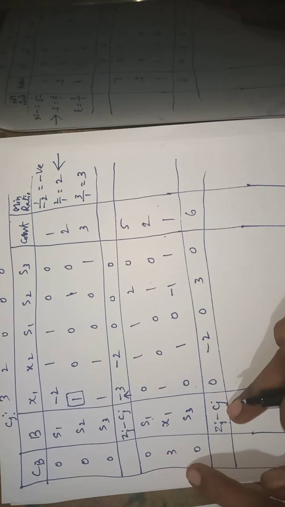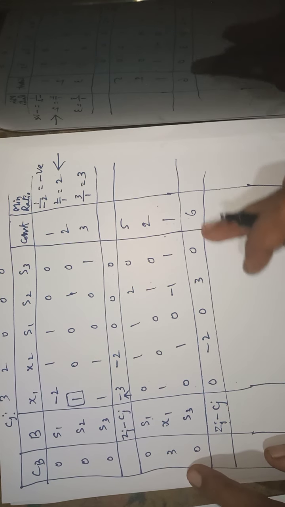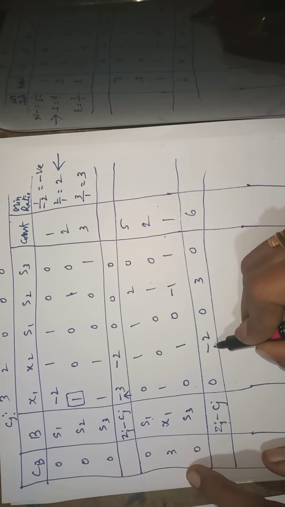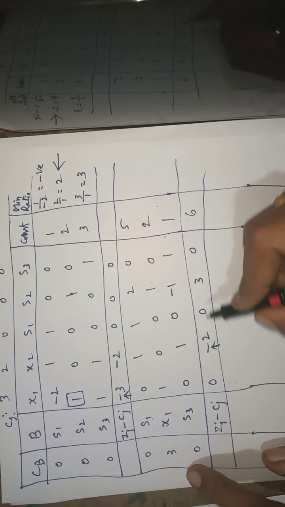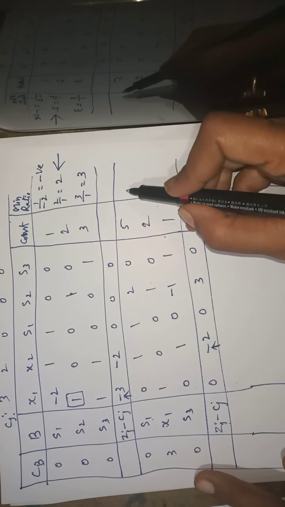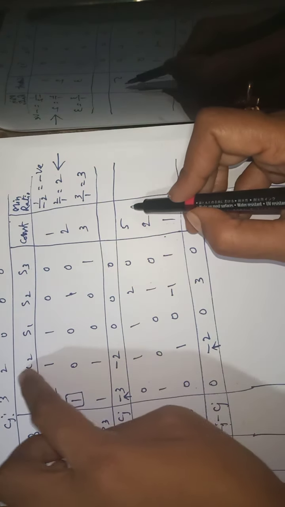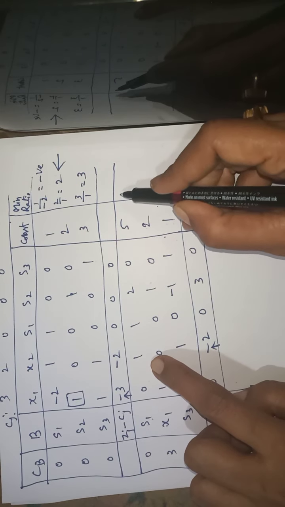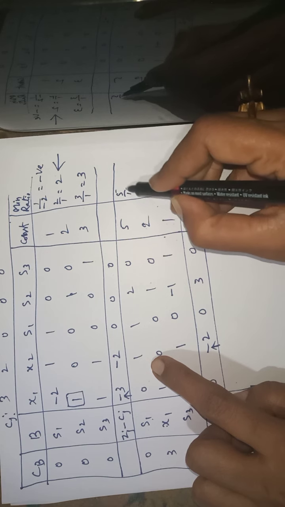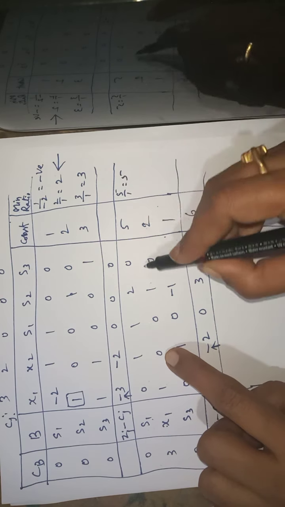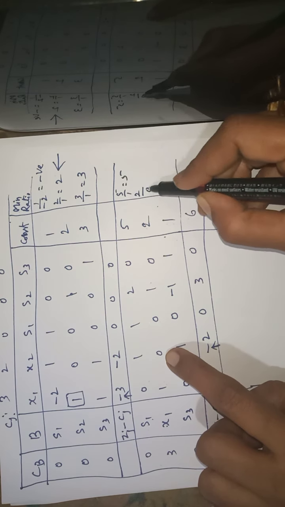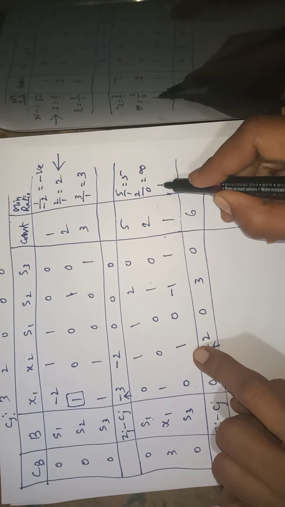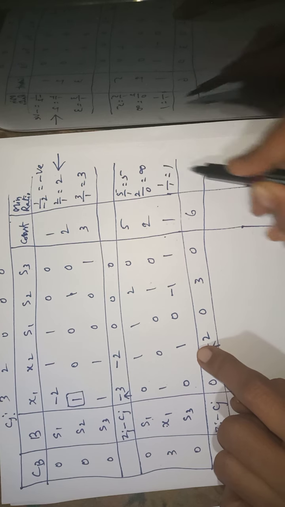Now again we will start the simplex procedure. Identify the most negative in the index row. The most negative in the index row is this one. Put one arrow. Now coming to the minimum ratio, I choose the second column, x2. Now minimum ratio: 5 by 1 is equal to 5. 2 by 0 is equal to infinity. 1 by 1 is equal to 1.